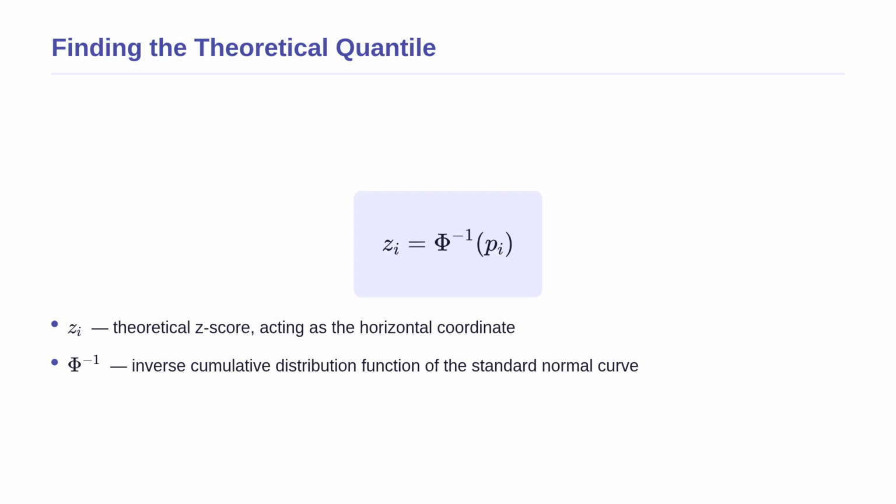Now, we need to find where these probabilities live on a perfect bell curve. This formula finds the theoretical quantile from the standard normal distribution. In plain English, this formula asks the mathematical question, what exact value on a perfect bell curve gives me this specific probability? The symbol z_i is the theoretical z-score, which acts as our horizontal coordinate on the plot. The symbol phi inverse represents the inverse cumulative distribution function. By pairing the actual sorted residual with this theoretical value, we create the exact coordinates needed for our QQ plot to visually test our model.